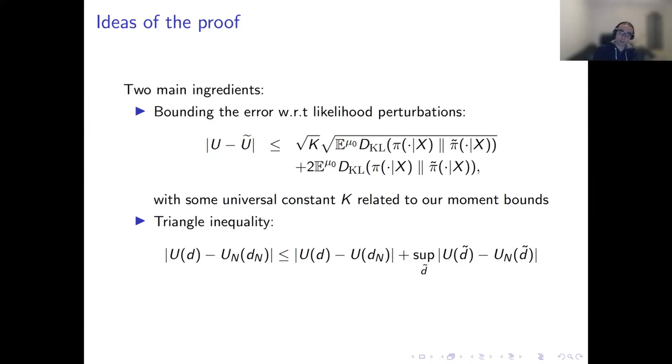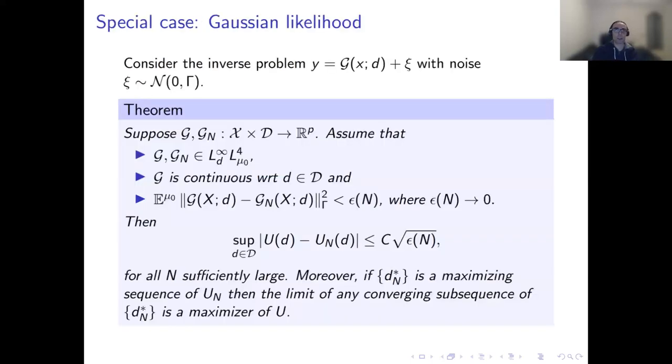Okay, but maybe if we go towards more practical results, what does it mean for our usual inverse problems? So if we have a nonlinear inverse problem like in the very beginning where the noise is Gaussian, what this means is that the likelihood is a Gaussian distribution centered at G(x, d). Suppose now G and G_n map from the product of X and the design space to R^k.